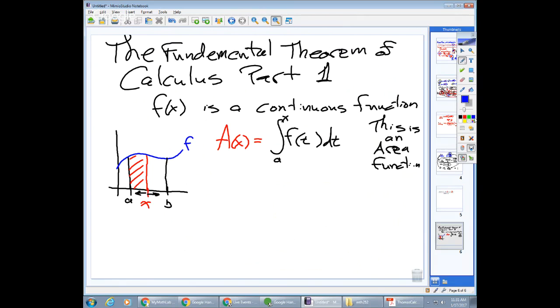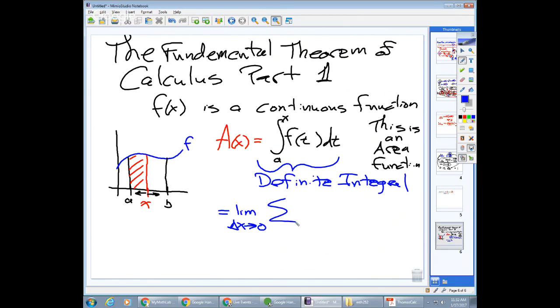Ultimately, this area function is defined by the integral, the definite integral, right? And the definite integral ultimately is equal to the limits. And there's a couple of ways to define it. I'm going to define it as the limit as delta x goes to 0 of a sum, let's see, I guess I need an I or a K. Let's use I goes from 1 to n of delta x times f of x sub I.